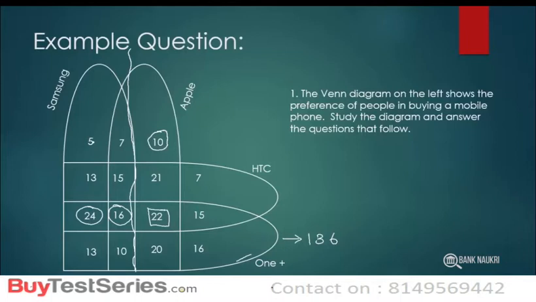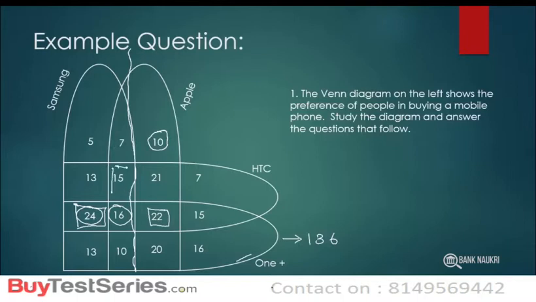5 is only Samsung, so 5 cannot be the answer. 13 is Samsung and HTC alone, so cannot be the answer. 24 is Samsung, HTC and OnePlus, hence 24 is the answer. So we have 24 and 22 who prefer only 3 of the brands.